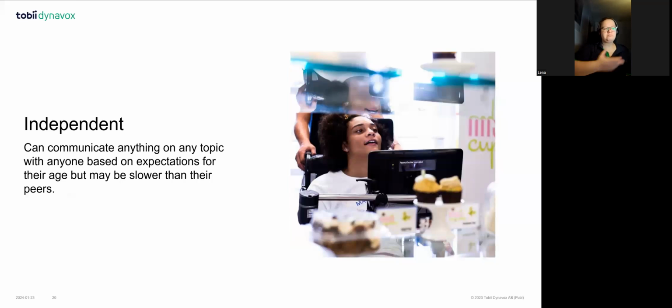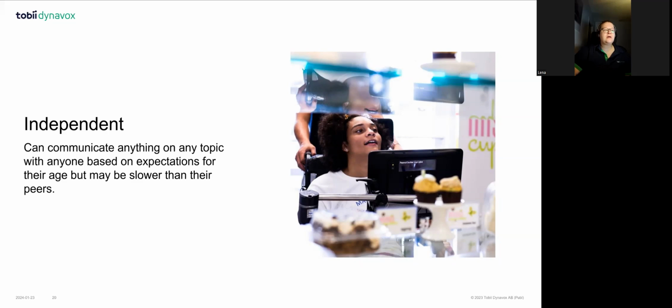The independent user is somebody who can use both stored messages and novel language, creating novel language. They are proficient in social interaction. They can basically program their device on their own if the access allows them to do that. They don't care if the partner is familiar or unfamiliar. They're able to express themselves successfully. They are independent.